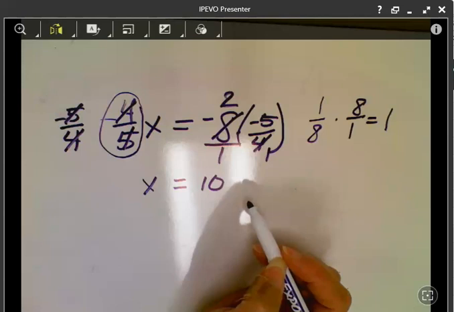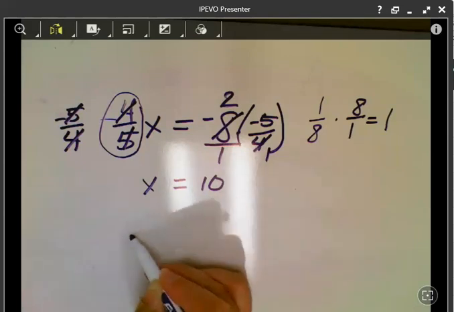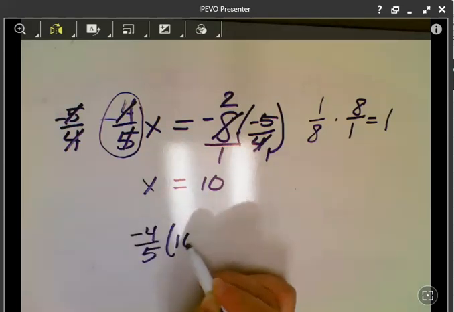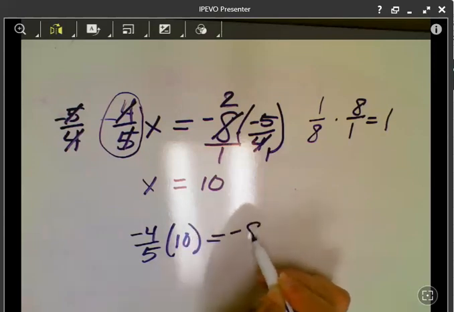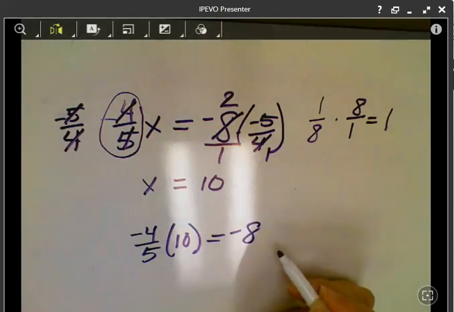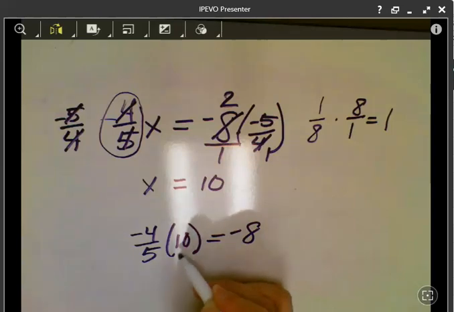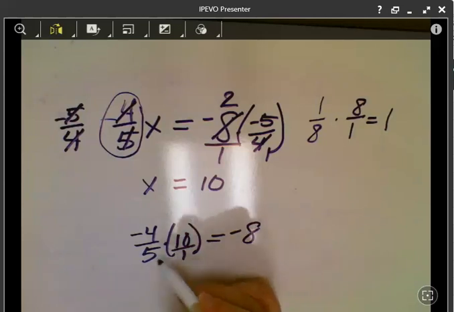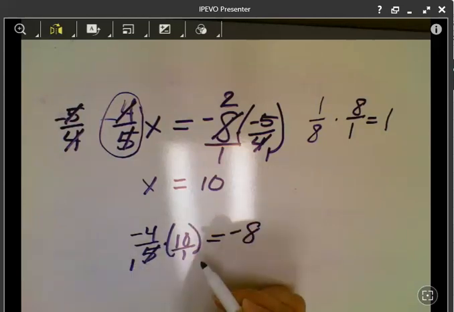So we want to plug that back into our original equation, which was -4/5, and then x is 10, so we'll plug 10 in here, equals a -8. This is checking our work. So as we check our work, we can make this over 1, your little dot, times your 5 and your 10. You can reduce early by dividing by 5, make that a 1.